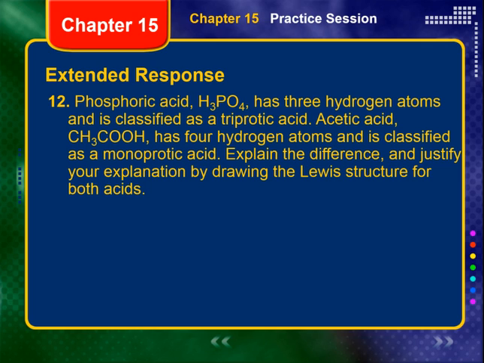Phosphoric acid, H₃PO4, has 3 hydrogen atoms and is classified as a triprotic acid, right? Because these 3 could potentially ionize off, 3 ionization steps. Acetic acid has 4 hydrogen atoms and is classified as a monoprotic acid. Explain the difference and justify your explanation by drawing Lewis structures of both acids. Ooh, it's rough.